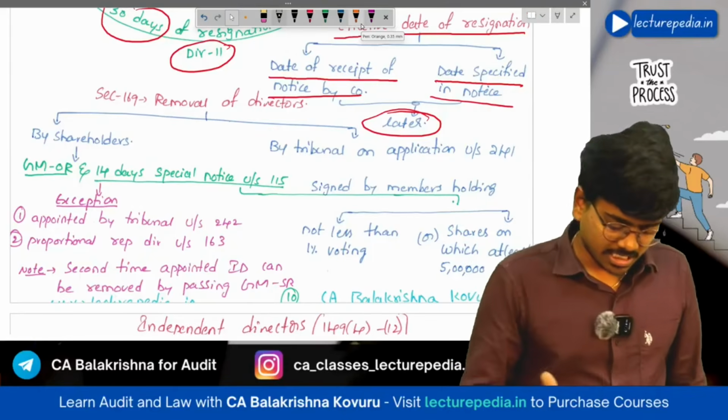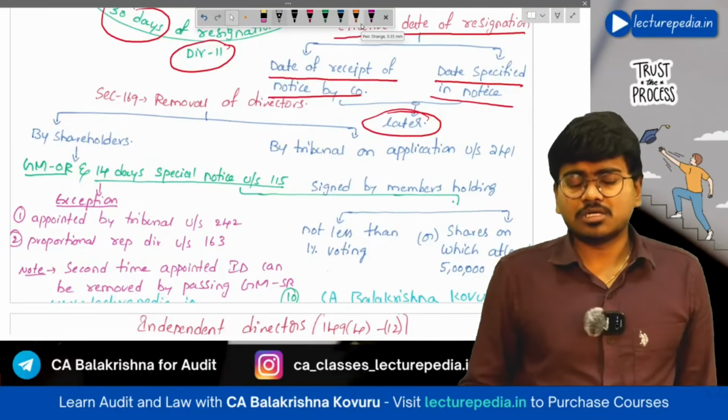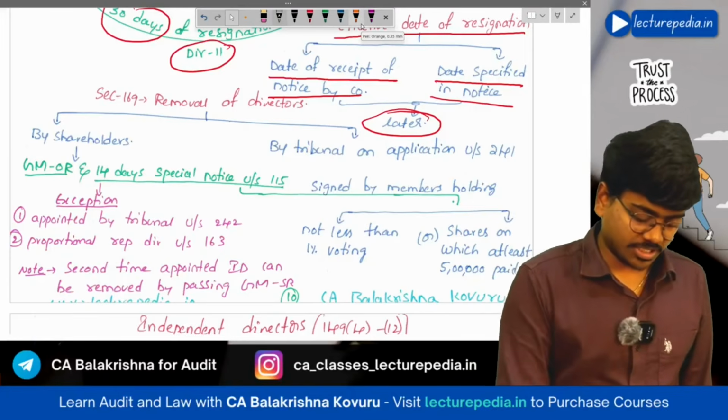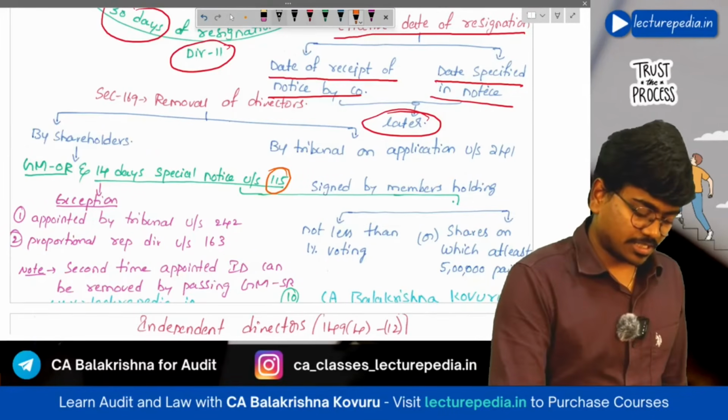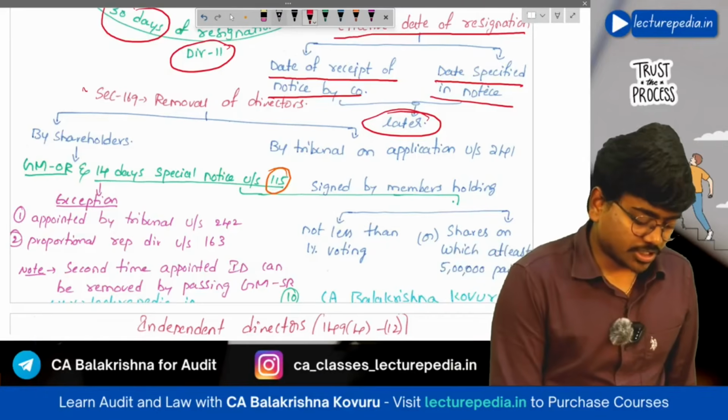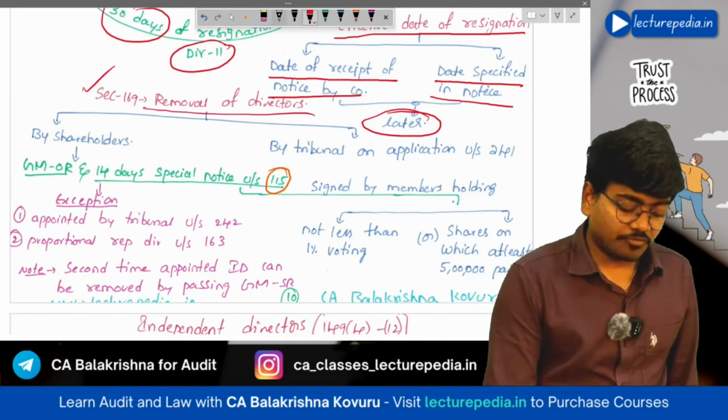What is the special notice? I'll explain it to you. Basically, you should have known about this special notice at your CA Intermediate level itself, because section number 115 has been covered in the Inter syllabus. I'll also explain it, don't worry. So section number 169, removal of directors.